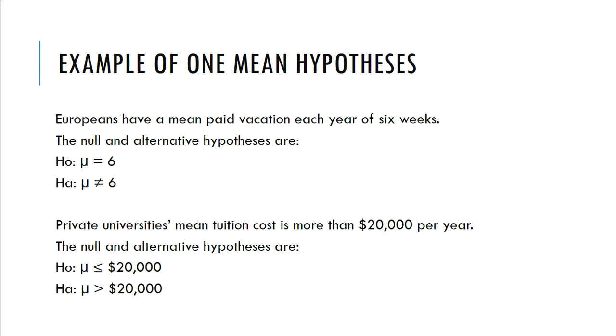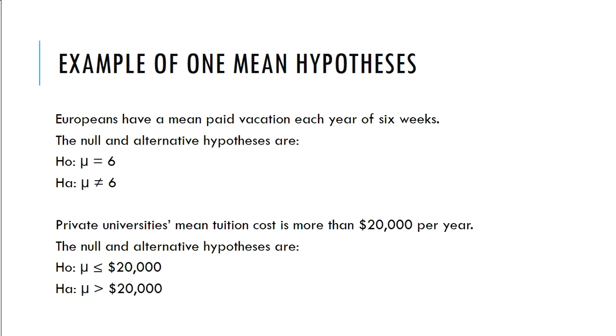So let's look at the next one. Europeans have a mean paid vacation each week of 6 weeks. So what it's saying is the mean vacation time equals 6 weeks. So again, in the null, I have to have the equality. So the mean equals 6 in the null. The alternative is just the mathematical opposite: the mean does not equal 6.